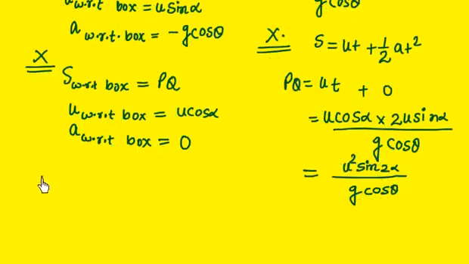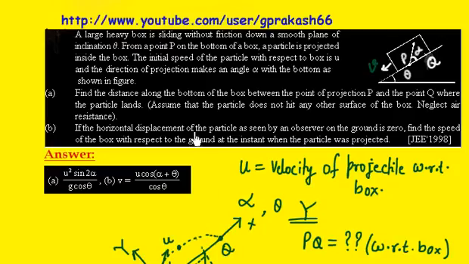Now let us discuss part B. So what does this B part of the question say? It says, if the horizontal displacement of the particle as seen by the observer from the ground is 0, horizontal distance in this direction from the ground. So now I have horizontal distance is 0 with respect to ground. Find the speed of the box with respect to ground at the instant when the projectile was projected.